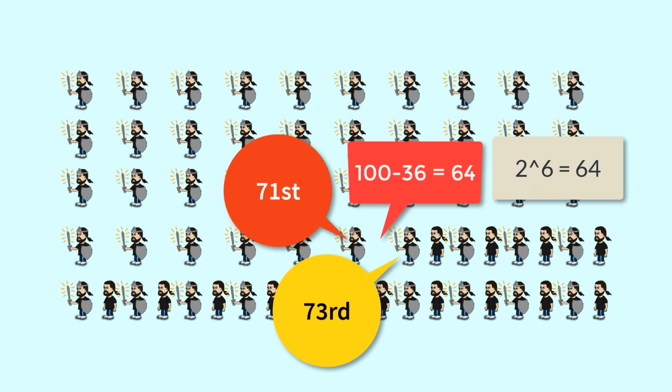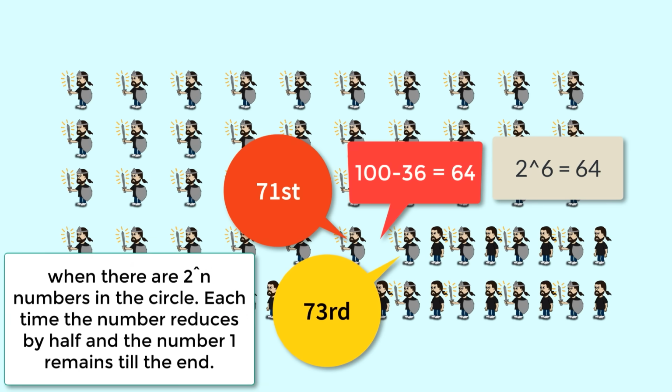Now 64 people remain in the circle and 64 is a power of 2. That is, 2 to the power of 6 is 64. We know from the prior example that when there are 2 to the power of n people in the circle, each time the number reduces by half and the number 1 remains till the end. So here in this case, the first guy after 72 will be the new number 1 in a circle of 2 to the power of 6. So number 73 will survive.